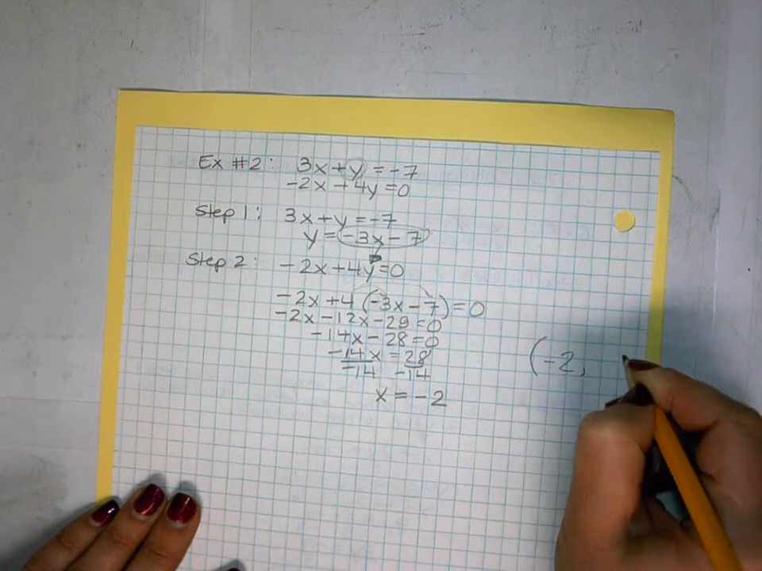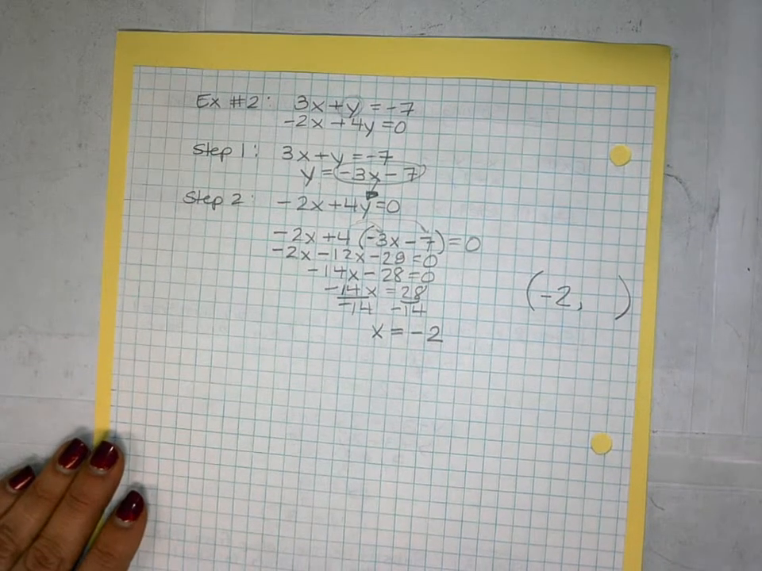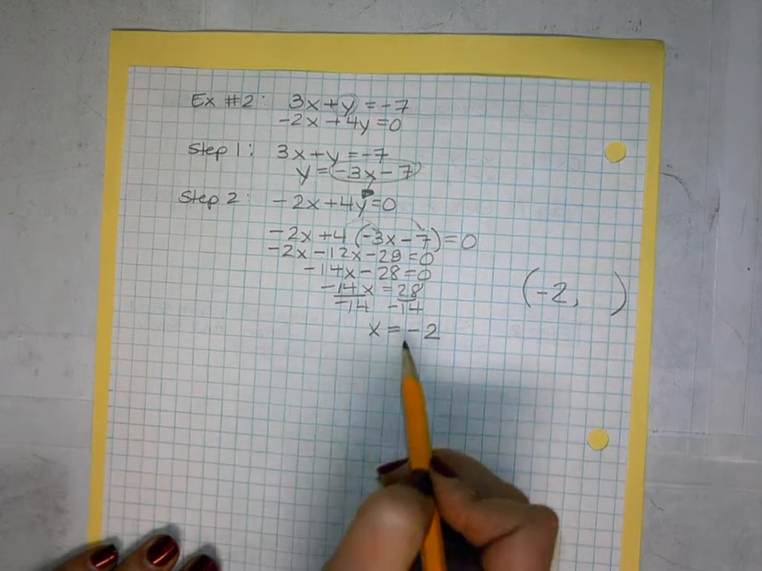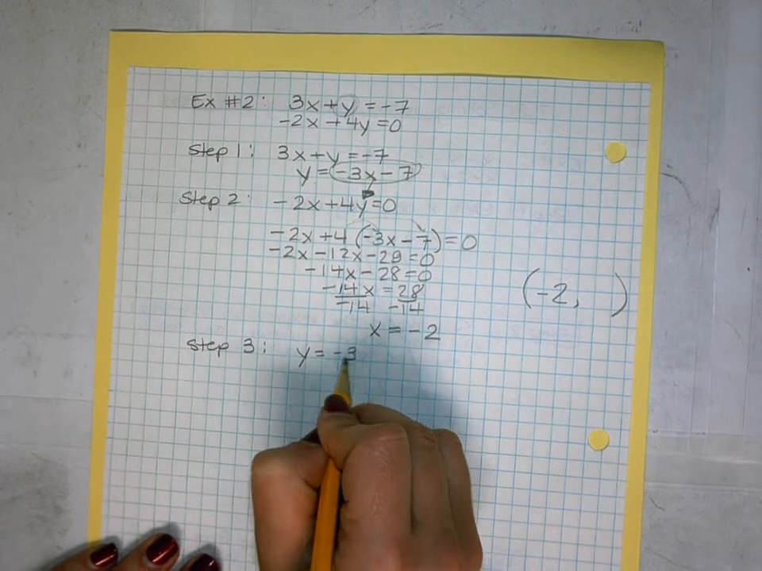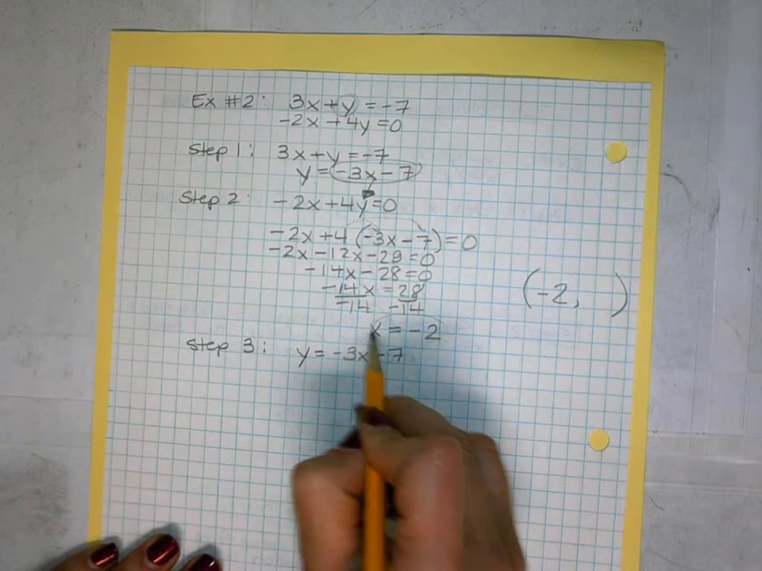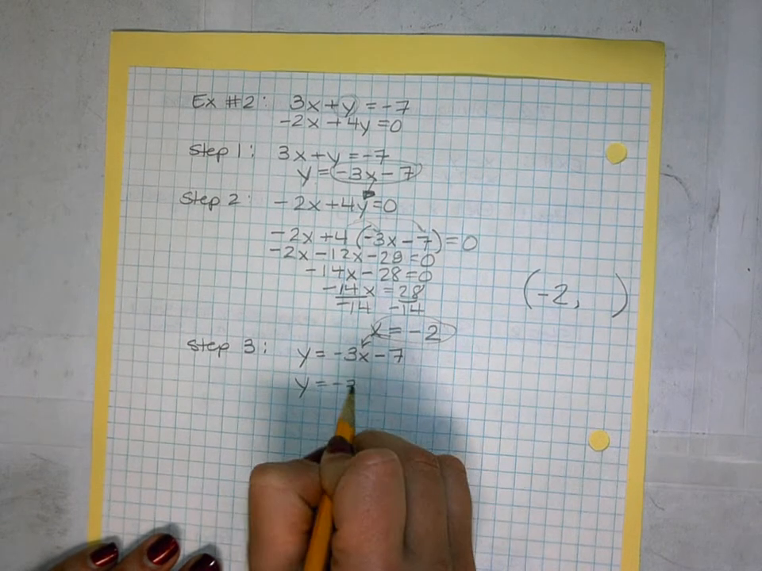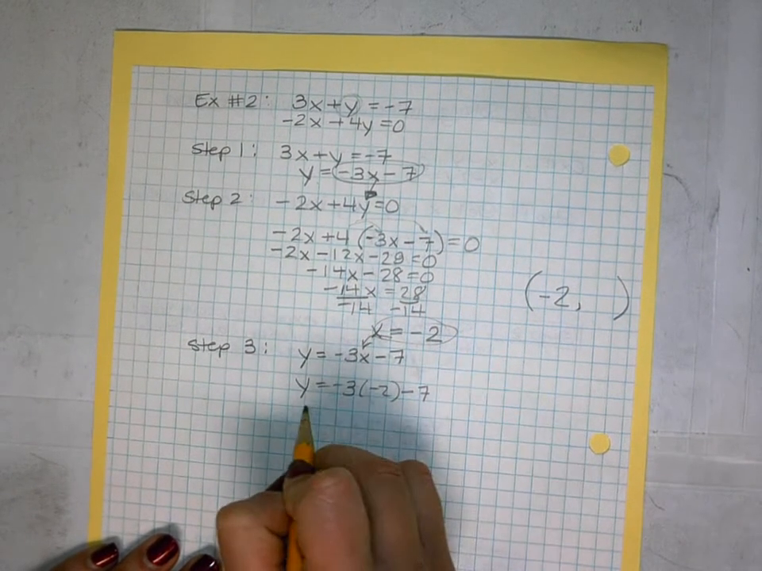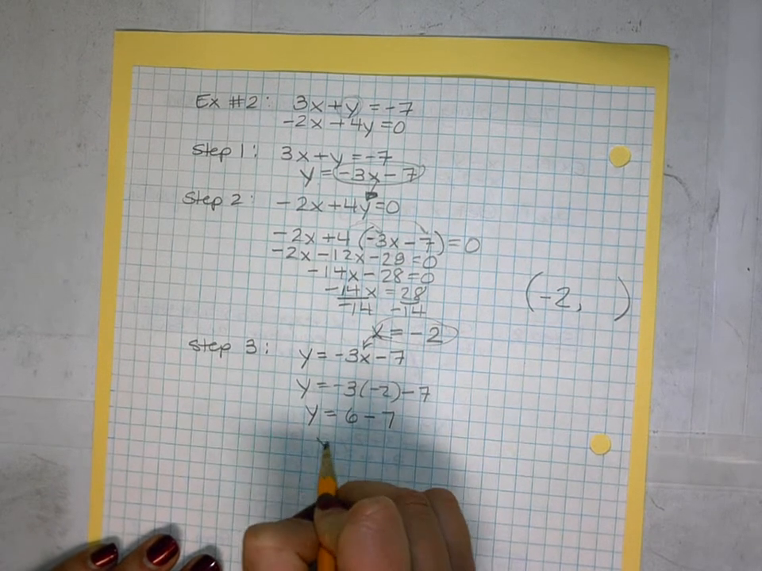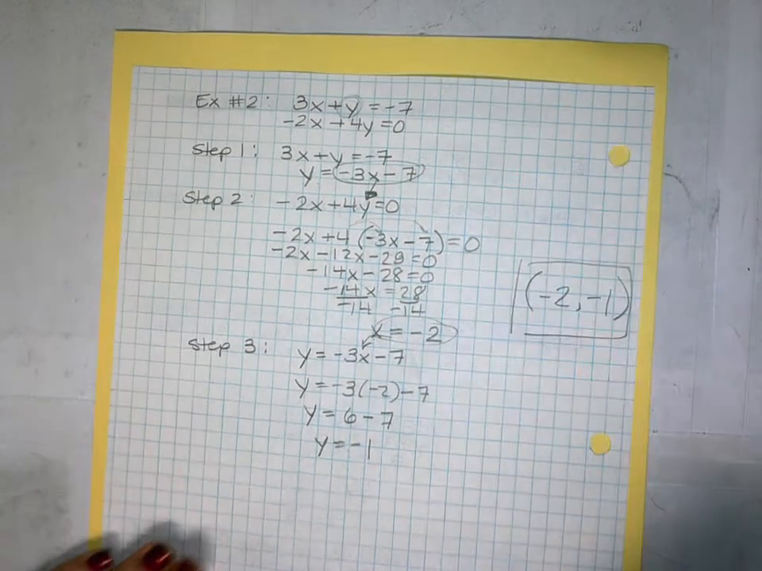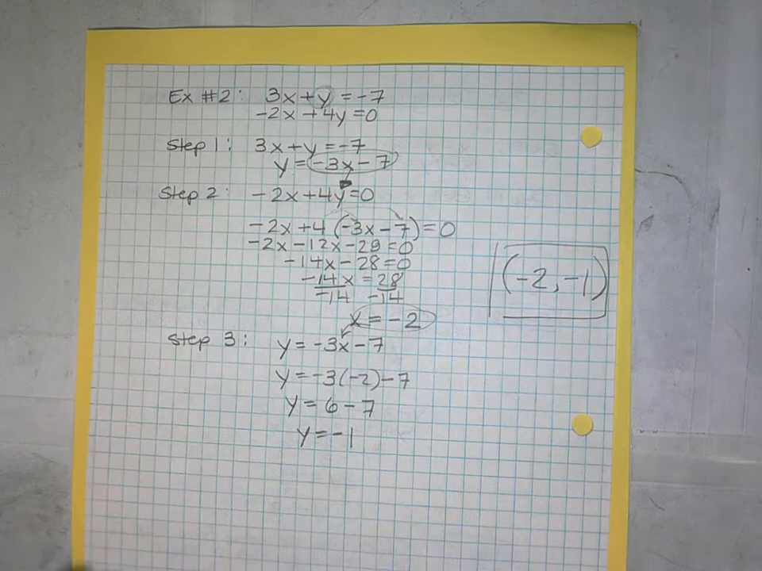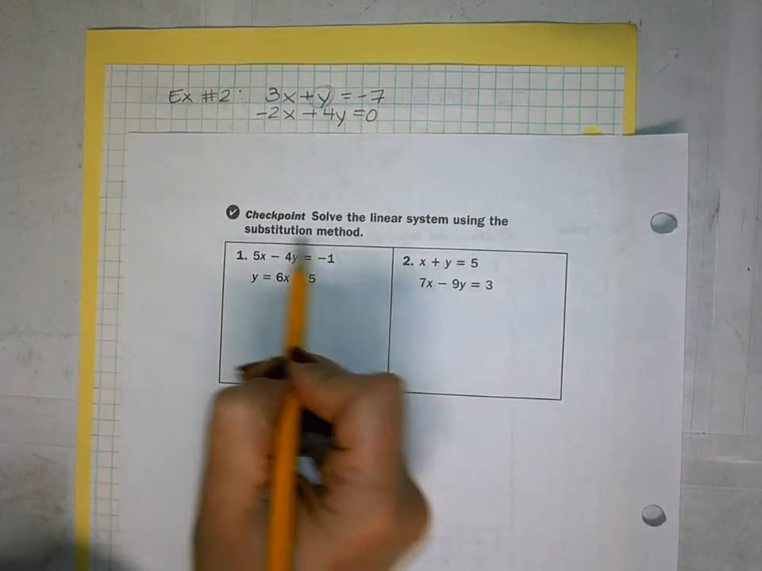Right there, that is part of my point, that x is negative 2. Step 3 is using that expression that I had created from step 1. I know that x is negative 2, I plug my negative 2 in there. So I have y equals 6 minus 7, so y equals negative 1. So I have negative 2, negative 1. That is my point. That is the solution to this system, and you can check by plugging both of them back in and verifying.